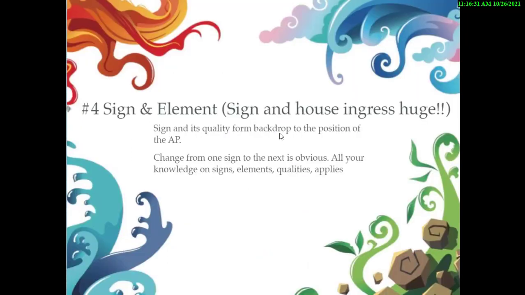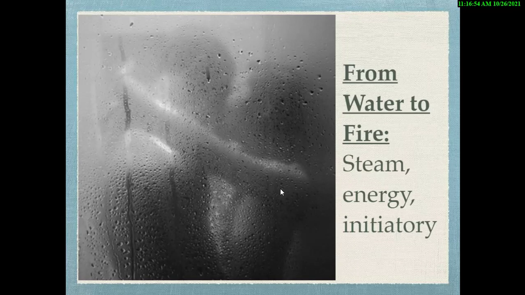Number 4, sign and element. So this is really important. When the age point enters a new sign and a new house, it's a really huge moment. The sign and its quality really does form the backdrop to the position of the age point, and a change from one sign to the next is obvious. All your knowledge already of signs, elements, qualities directly applies.